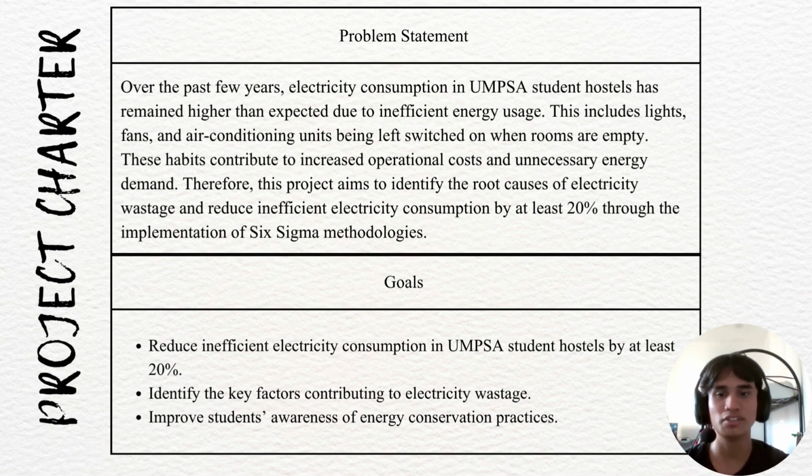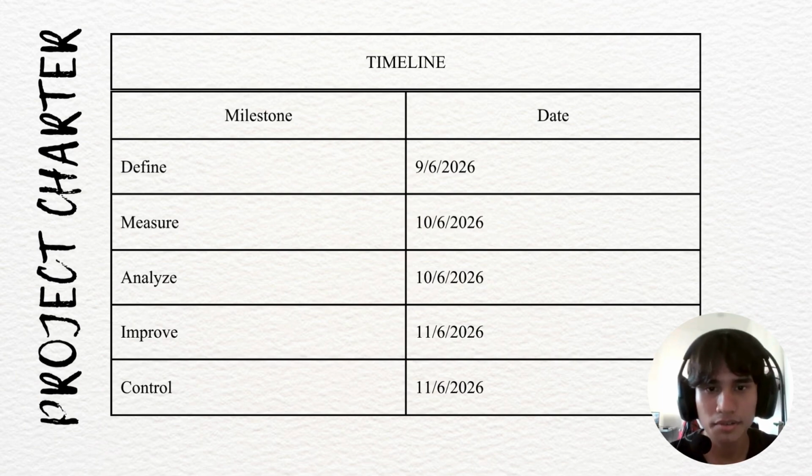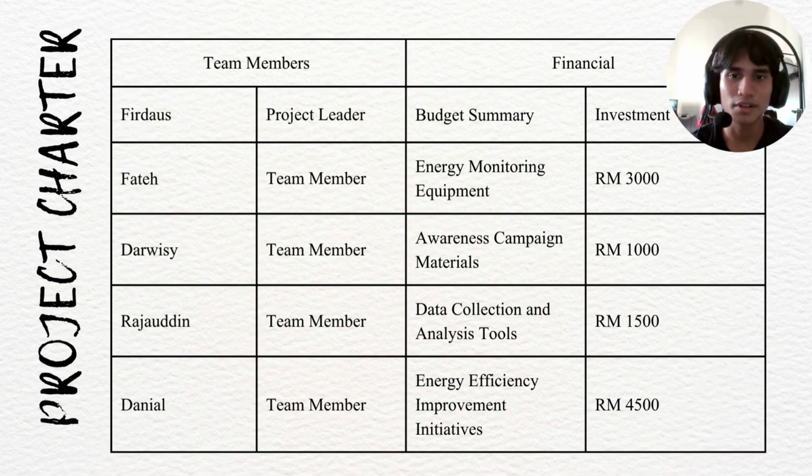Our goals for this project are, number one, to reduce inefficient electricity consumption in UMPSA student hostels by at least 20%. Number two, to identify the key factors contributing to electricity wastage and improve students' awareness of energy conservation practices. I would like to show you the timeline for our project that includes the milestones and dates, as shown in this figure. Okay, so let's move on to the team members. We have Firdaus as the project leader, followed by Fateh, Darwish, Rajauddin, and Daniel as the team members.